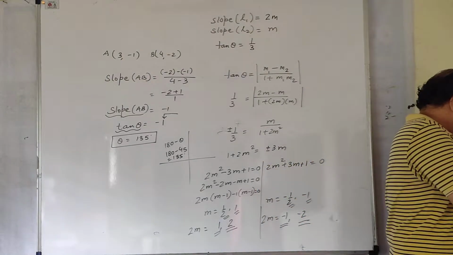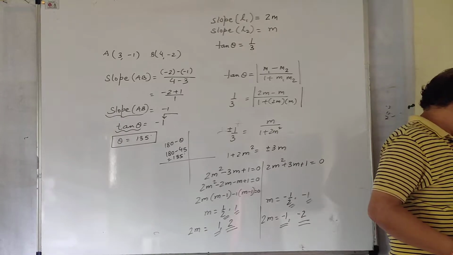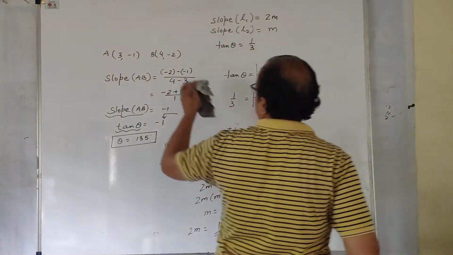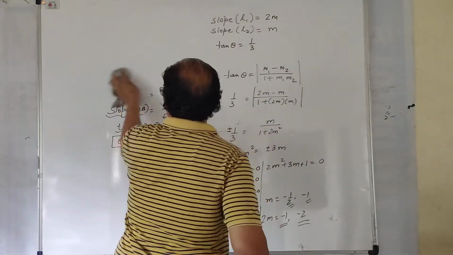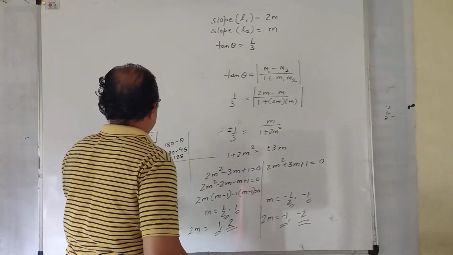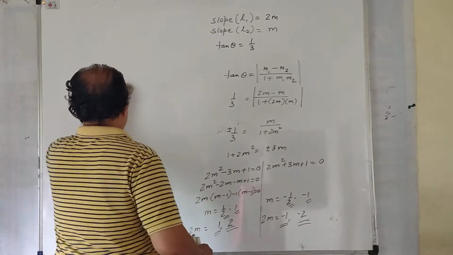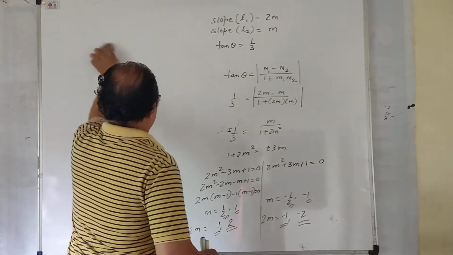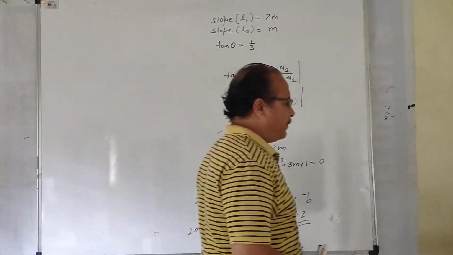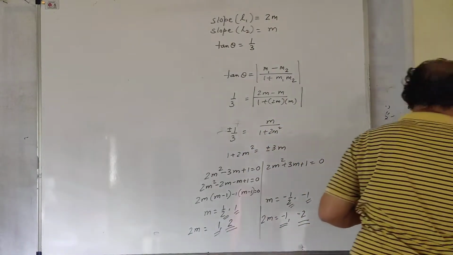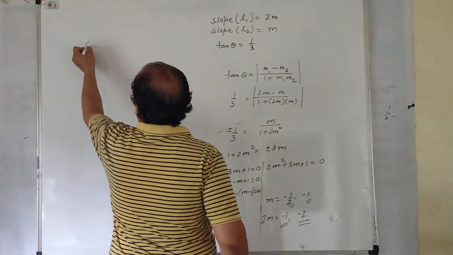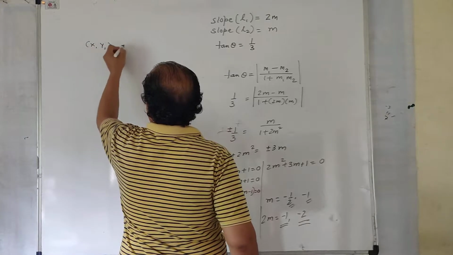Now next, it is given that a line passes through (x1, y1) and (h, k).